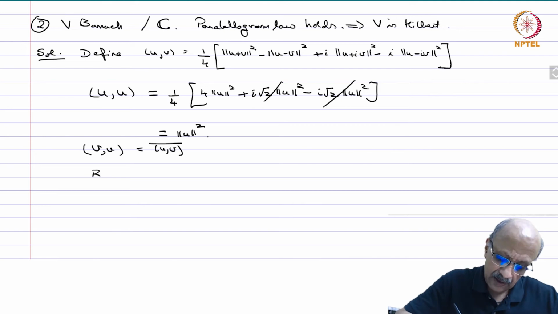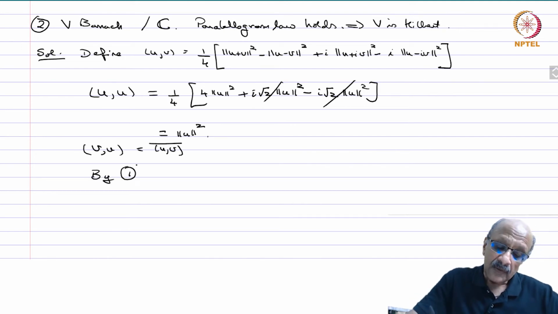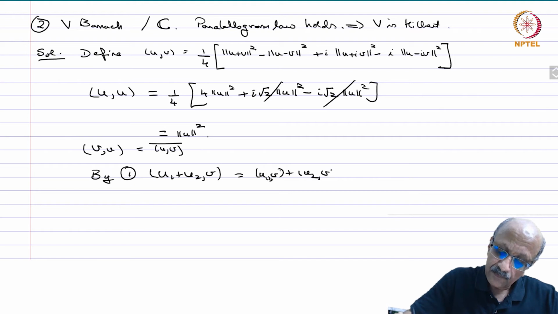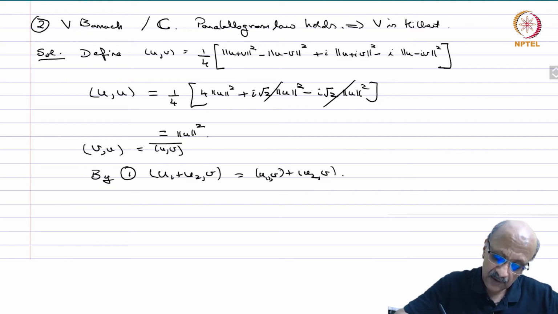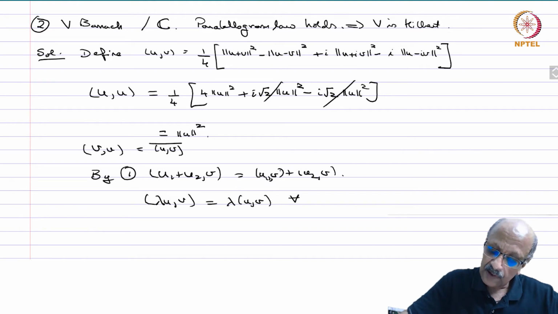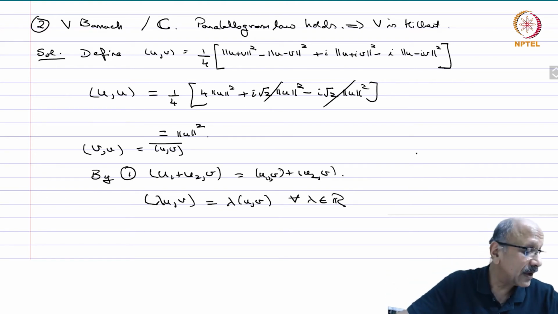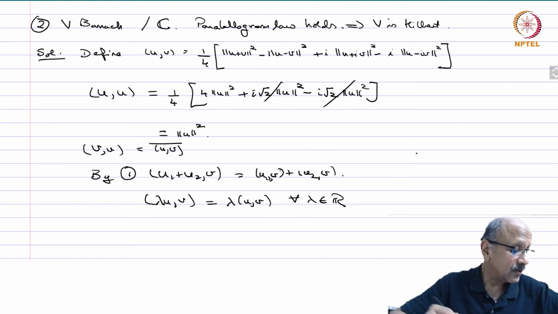Okay, now by 1, see this part and these two parts look exactly like what we did in the real case, and therefore you have that (u1+u2,v) equals (u1,v)+(u2,v). So you get the linearity. Also you have that (lambda u,v) will be equal to lambda times (u,v) for all lambda real, because again this inner product looks exactly like the previous case, and therefore we can repeat all those arguments.